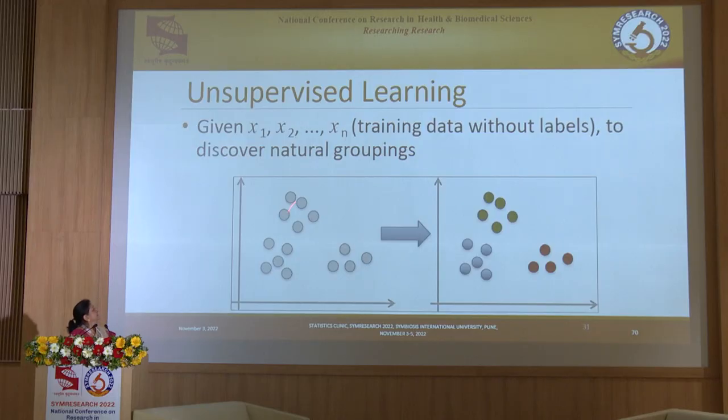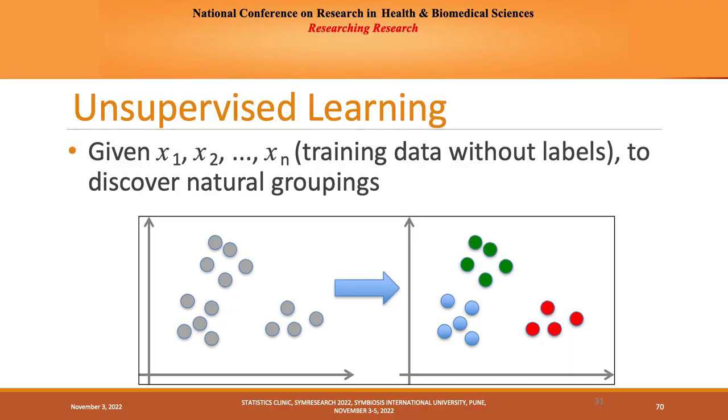So let's come to unsupervised learning. As I said, this is when you have unlabeled training data. You see, this is the training data corresponding to two features, but no labels. That is why I've used the same color. But what do you observe from this configuration of points? That there seem to be groupings in the data. So how do I capture these groupings in the data? I do so by applying the so-called unsupervised learning methods.